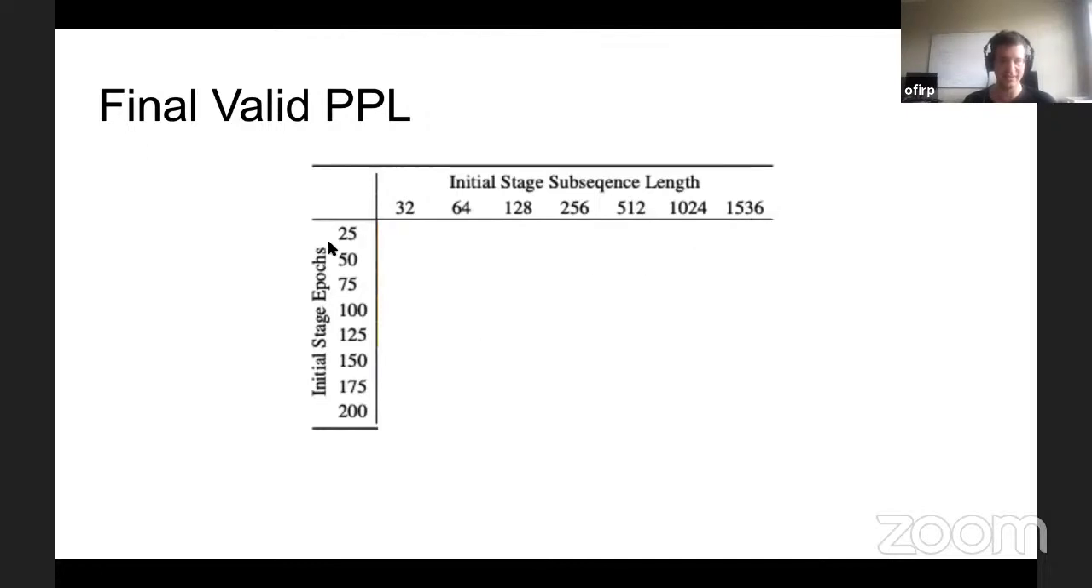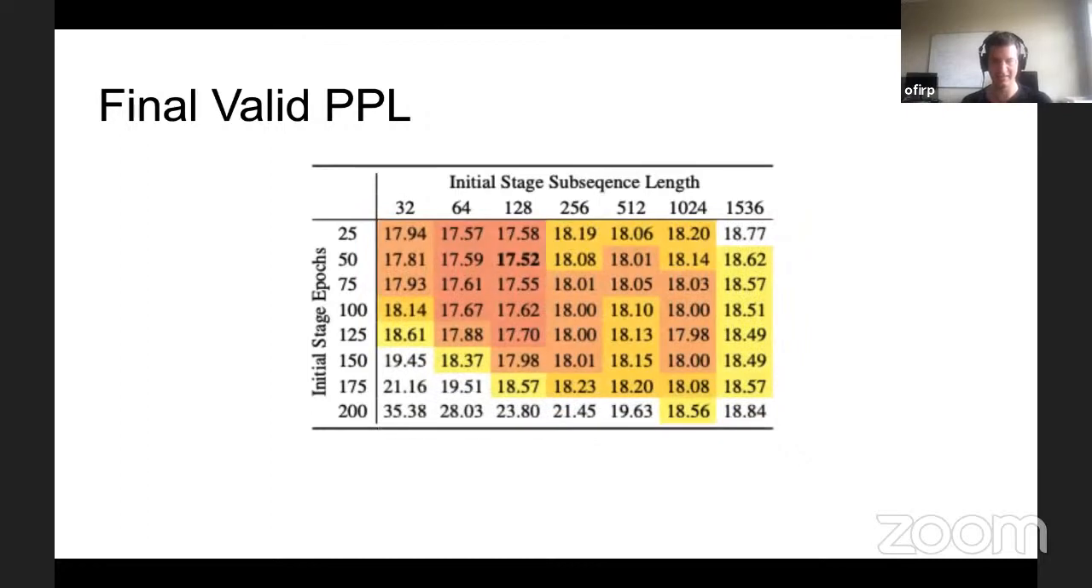And then the other parameter that we're going to explore is the number of epochs in the initial stage. Our baseline was trained for 205 epochs. So we're going to train all our models for the same 205 epochs, but we're going to vary the number of epochs we spend on the first stage. And that's it. So we're only exploring two hyperparameters here. And these are the results.